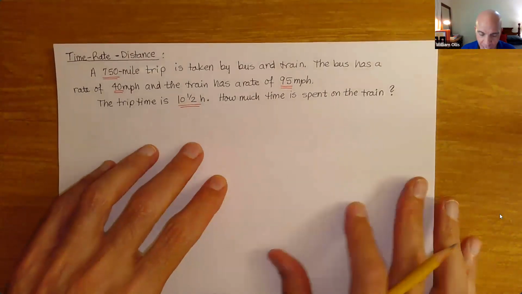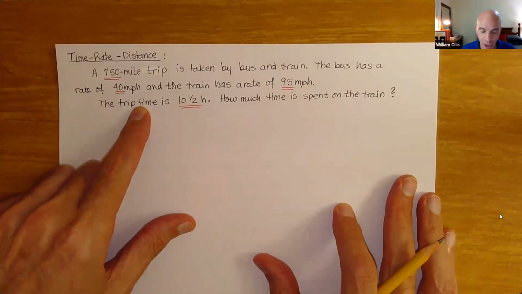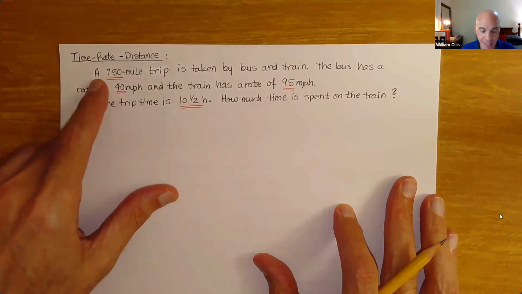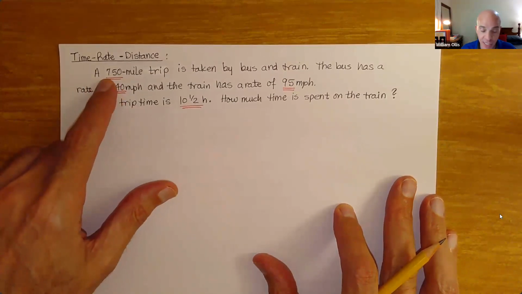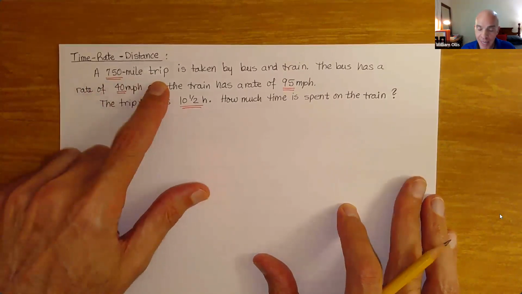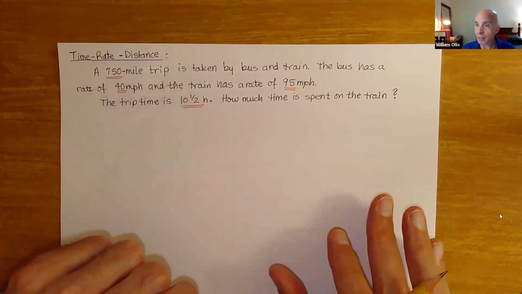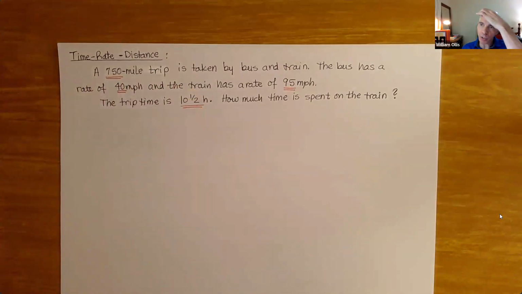Now I had this worked out, but I wanted to write down the problem on a separate sheet. This says a 750-mile trip is taken by bus and train. Again, these are idealized. We don't live in a perfect world, but this is describing a voyage. And so if we kind of stick to the basics of this, we do get a solution that has some realistic value.